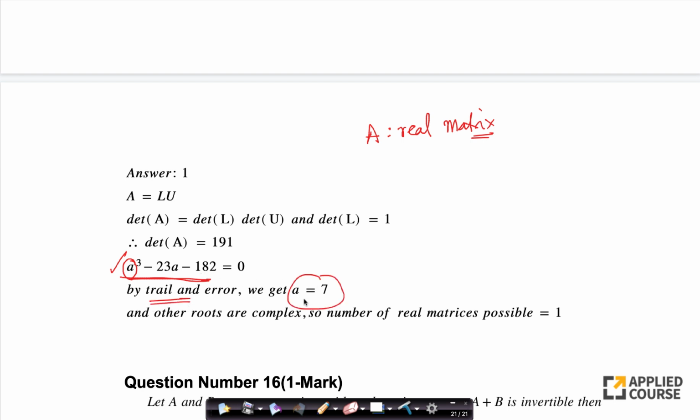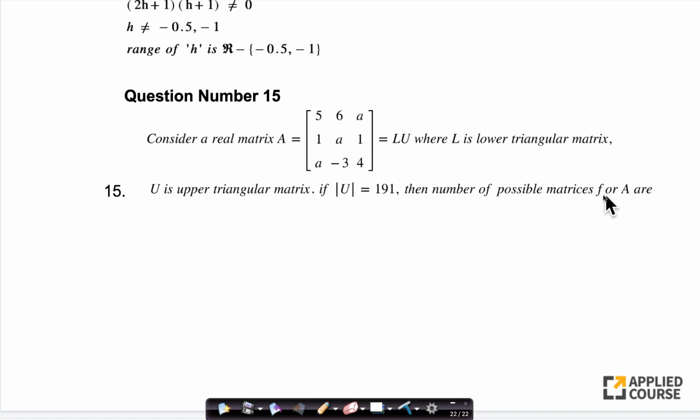Of course, we didn't have to resort to trial and error. We could have decomposed this into a quadratic equation multiplied by a linear equation. But for speed, we just tried trial and error, and we got only one real value for a, where a equals 7. This is the only real valued root. The rest of the roots are complex. So the number of real matrices possible is only 1, because the variable lowercase a has only one possible value, which is 7. Since the question asks how many possible matrices exist for capital A, and lowercase a can only take one value, which is 7, there is only one possible matrix, and hence the answer is 1.